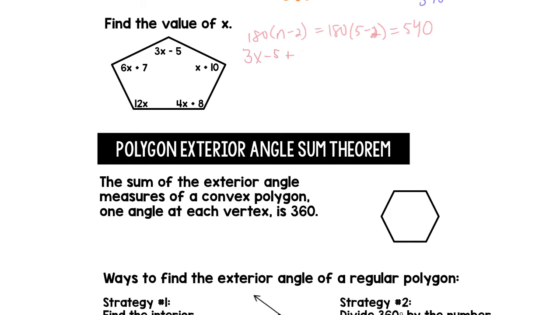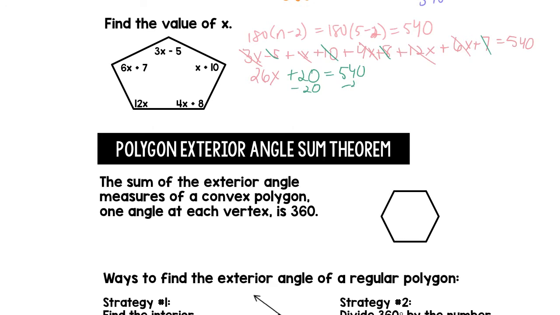3x minus 5 plus x plus 10 plus 4x plus 8 plus 12x plus 6x plus 7, and that has to equal 540. Let's combine like terms. 3x plus x is 4x, plus 4x is 8x, plus 12x is 20x, plus 6x is 26x. Do the constants. Negative 5 plus 10 is 5, plus 8 is 13, plus 7 is 20. So plus 20, and that all equals 540.